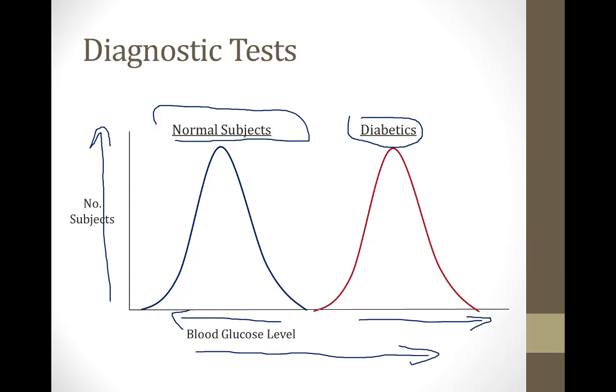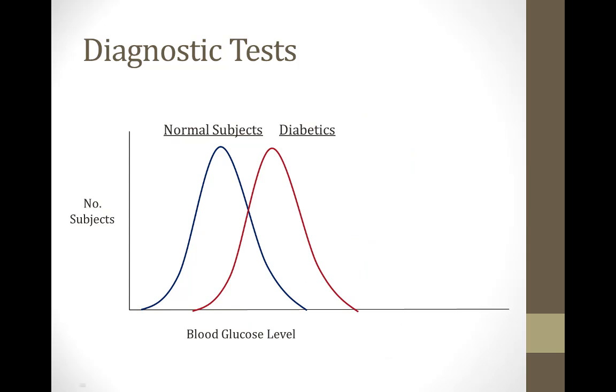And if reality looked like this, we would pick a cutoff right here for blood glucose level and say everyone below this is normal and everyone above this is a diabetic, and it would be a perfect test. Unfortunately, reality never works out like this. In reality, the two curves generally look something more like this. So there would be an overlap, and this means that no matter where we put the cutoff for diabetes, we are going to have an imperfect test.